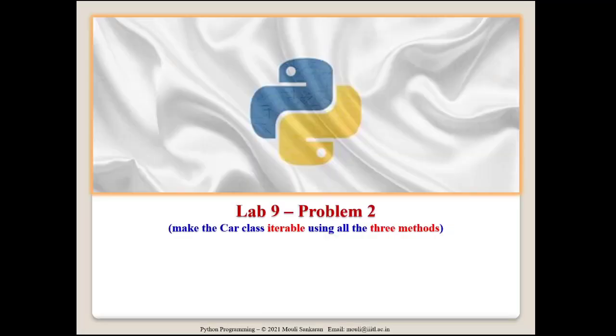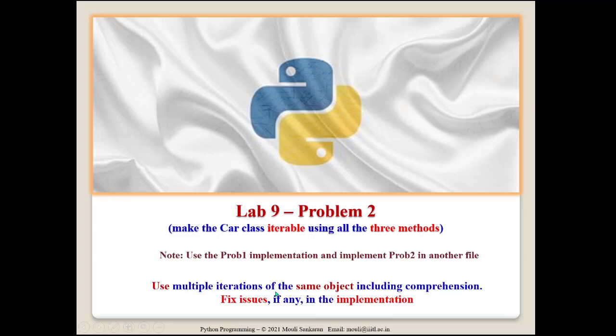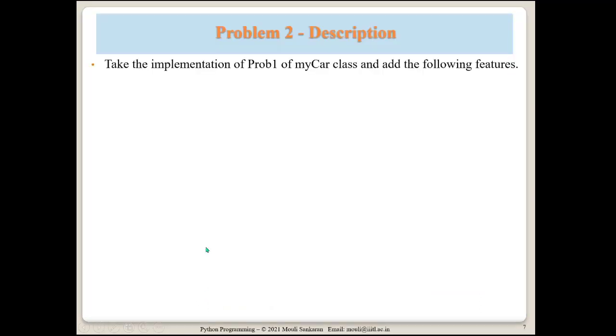Okay, now problem 2. Take the same class of problem 1 implementation to problem 2 in another file. Use multiple iterations of the same object, including comprehension, and fix any issues in the implementation. Okay, I'll show you the code of what I have done just now. Okay, now what all you have to do here? Take the implementation of problem 1 of my car, add the following features. What you need to do?